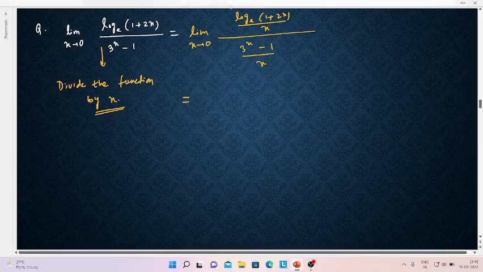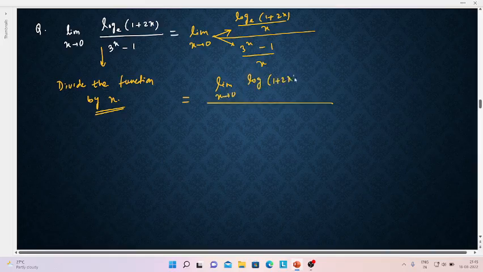Since this is one function and this is another function, and these functions are one upon another, I mean f(x) upon g(x), we can split the limit into two parts. One part is the limit x tending to 0 of log(1 + 2x) upon x, and on the denominator we can write the limit x tending to 0 of (3 to the power x minus 1) upon x.